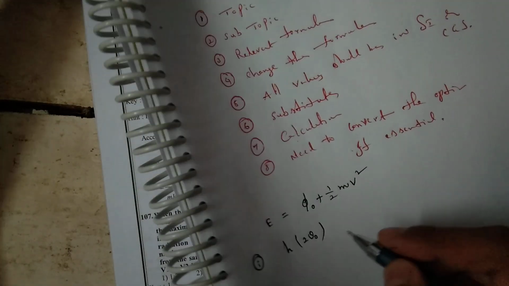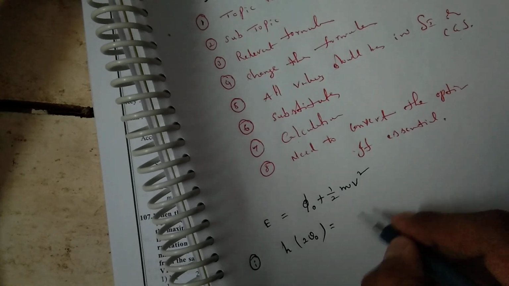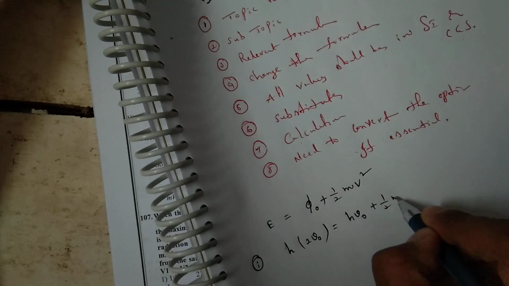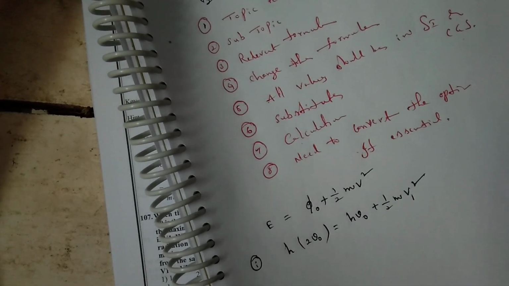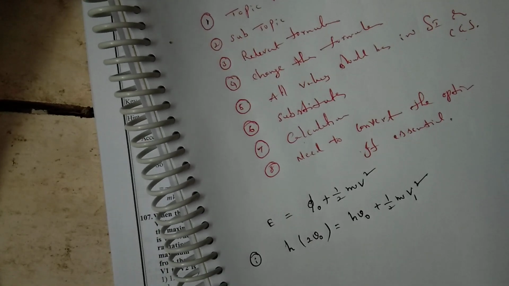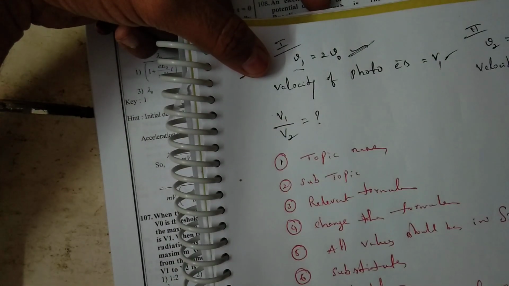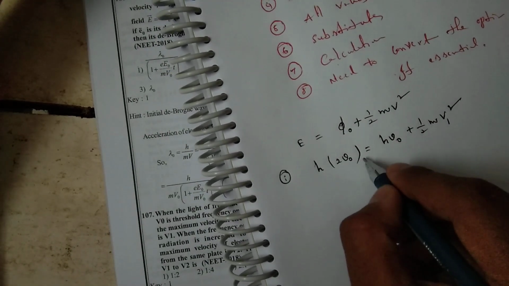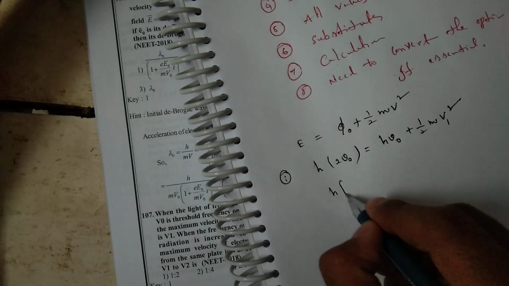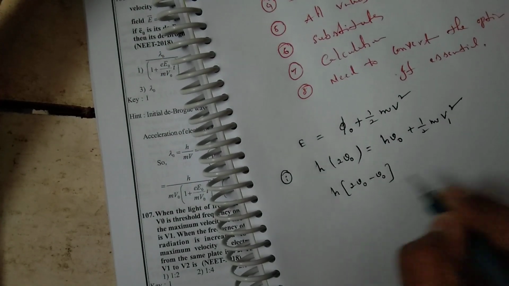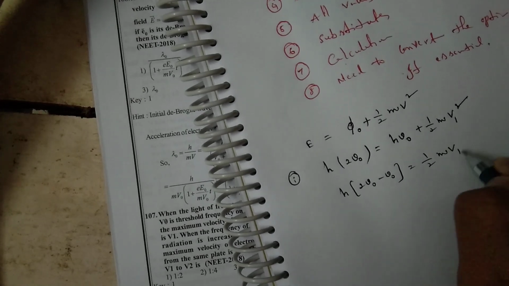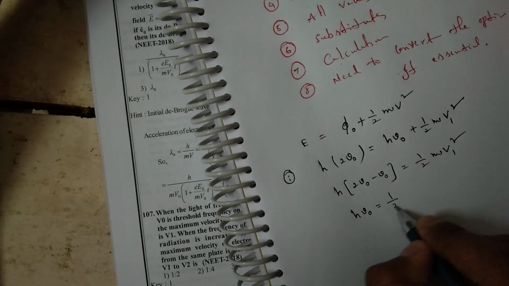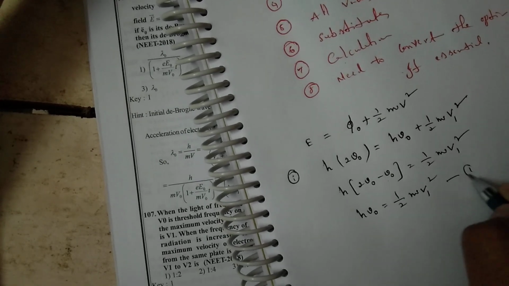So what is the phi naught? Phi naught is equal to h nu naught, plus half m v1 square. In the problem it is given that the velocity of the photoelectrons in the first case is v1. Take this h nu naught to this side, that is minus h nu naught. H common, 2 nu naught minus nu naught is equal to half m v1 square. Then h nu naught, 2 minus 1, is 1, equal to half m v1 square. This is equation 1.